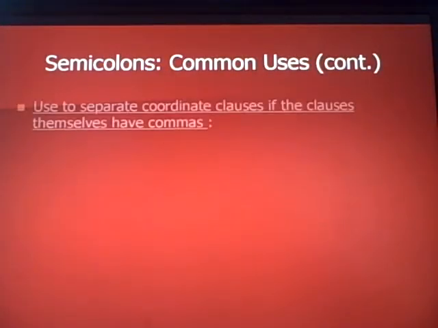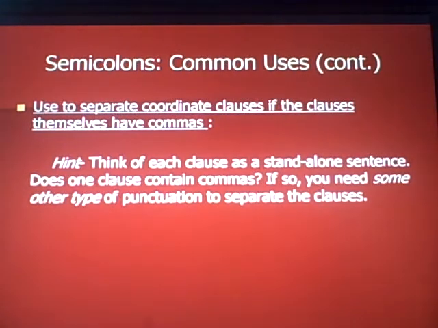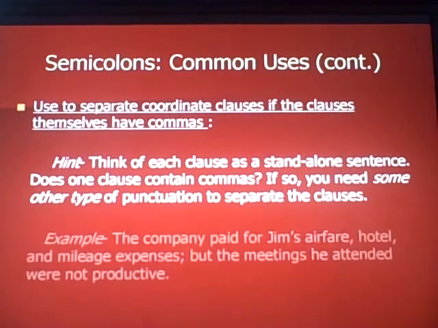Going on with more common uses. Use a semicolon to separate coordinate clauses if the clauses themselves have commas in them. This gets back to the point that I made on the last slide. Think of each clause as a standalone sentence. If one of those clauses contains a comma, it's likely that you wouldn't connect them with another comma. If so, you need some other type of punctuation to separate the clauses. Otherwise, it would just be too many commas and look a little too messy.